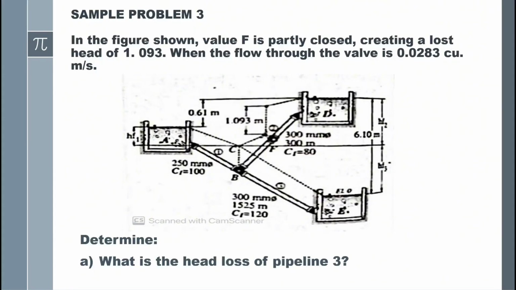So the last problem, which is the sample problem number 3. In the figure shown, valve F is partly closed, creating a lost head of 1.093 when the flow through the valve is 0.0283 cubic meters per second. Determine what is the head loss of pipeline 3.